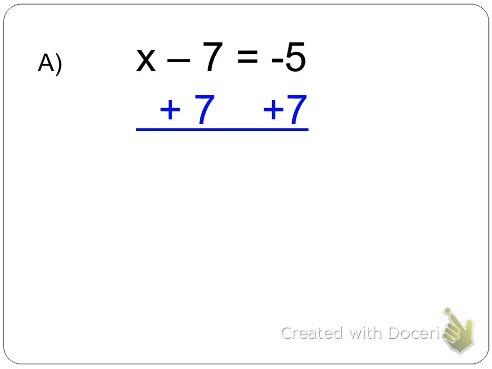The whole point is that makes the 7s on the left go away, and then we're left with just the x, and the equals will drop down, and then you just have to do the math over here. What's negative 5 plus 7? 2. So x equals 2.